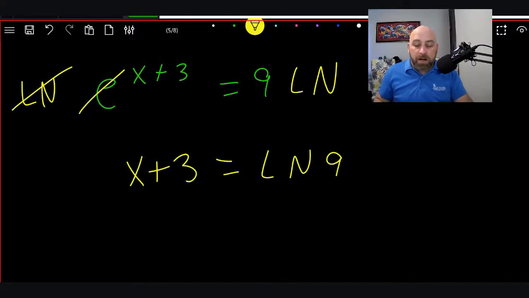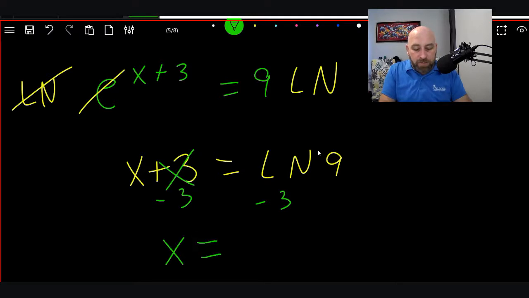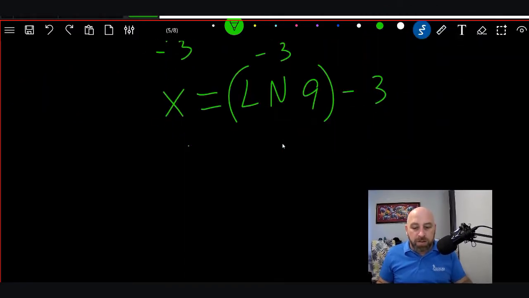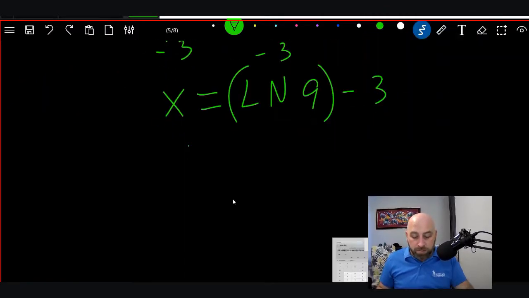Okay. We can't just say, well, I'm just going to find the ln of 9. No, we still have this plus 3 over here. So we need to subtract 3 from both sides, and we get x equals the ln of 9 minus 3. And you might want to write this in parentheses like that, but it's order of operations. It's an exponential thing right here, so you would solve that first anyways, but I just put parentheses on it because it might be a little bit easier for you to remember.